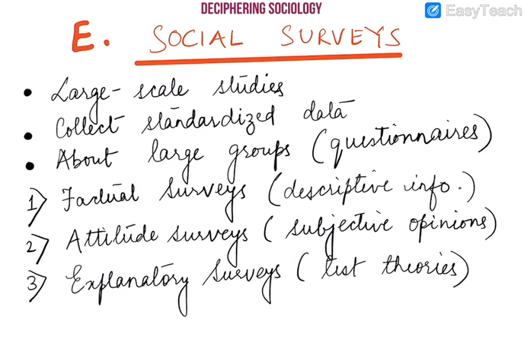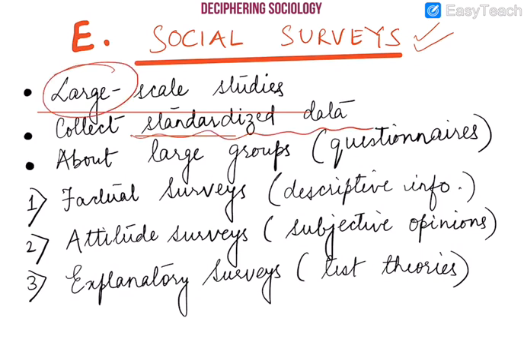The next type of technique of data collection is social surveys. You have heard about social surveys. Now, what are the specific characteristics of social surveys? They are large scale studies. They collect standardized data, right? So you should remember these keywords. It is large scale and they will have standardized data. What does standardized mean? Not random.